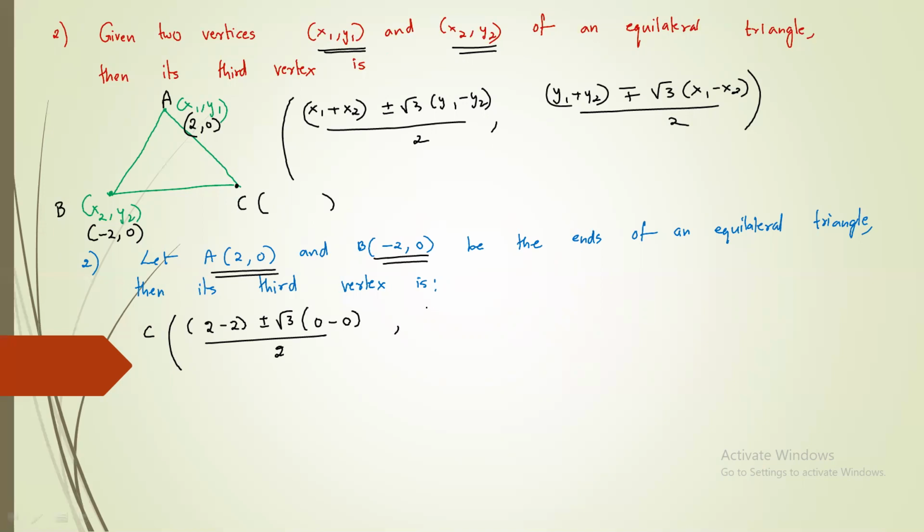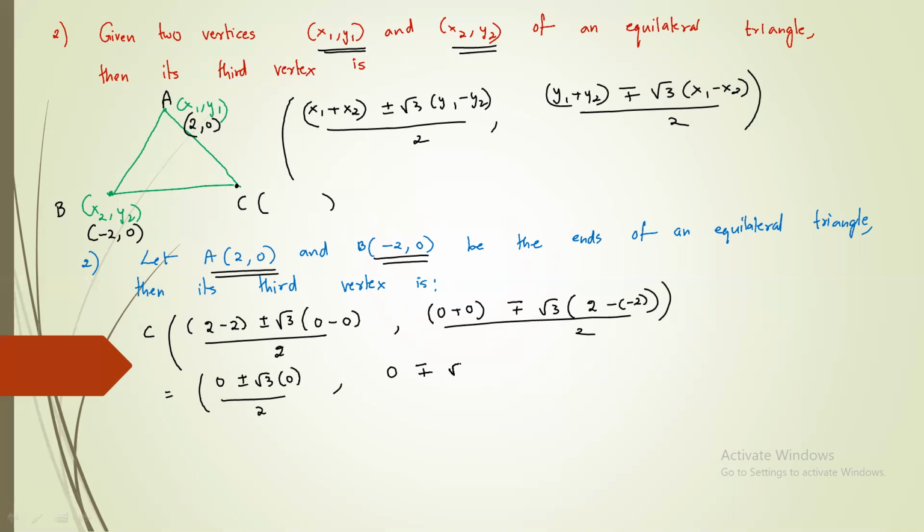Comma. Now y1 plus y2, so 0 plus 0 minus or plus root 3 into x1 minus x2, that is 2 minus minus 2, by 2. On simplifying this, I get 0 plus or minus root 3 into 0 by 2. And for the y coordinate, 0 minus or plus root 3 into 4 by 2.